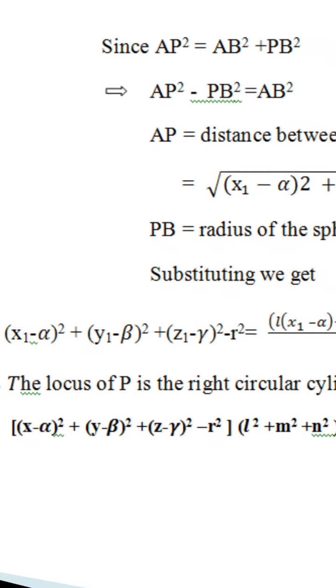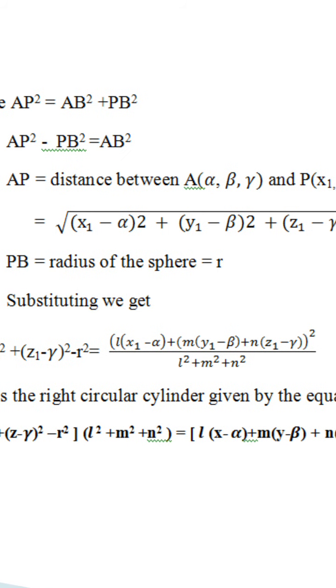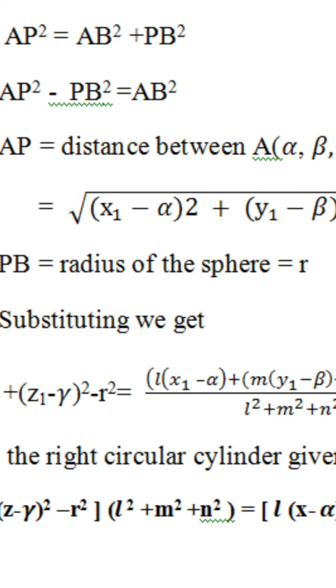Then what happens here? AP square. Since AP is equal to root of this one, AP square value will be (x1 minus alpha) whole square plus (y1 minus beta) whole square plus (z1 minus gamma) whole square minus PB square. PB square is nothing but the radius of the cylinder, that is already given in the statement itself, that is small r square, is equal to AB.